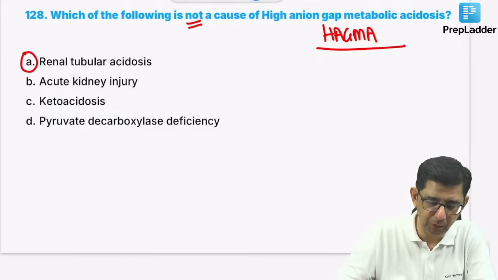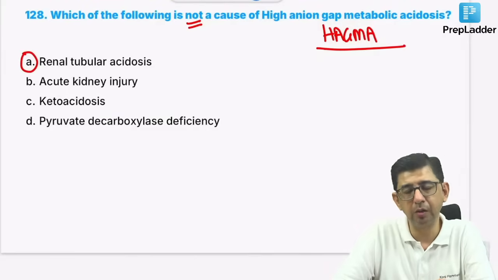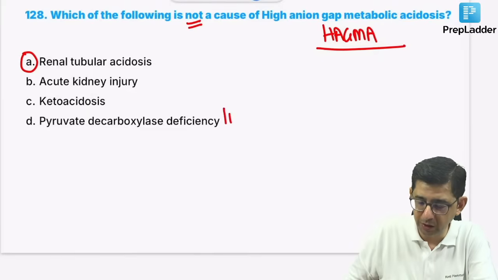The answer for this would be option number A, that is renal tubular acidosis, and option number D, pyruvate decarboxylase deficiency, is an inborn error of metabolism, which again has metabolic acidosis present.